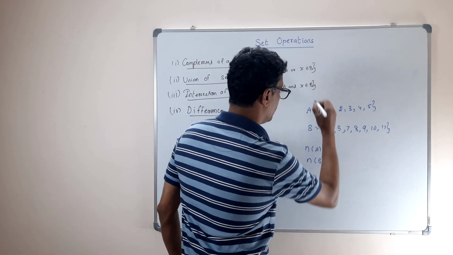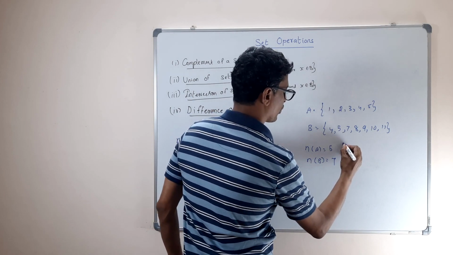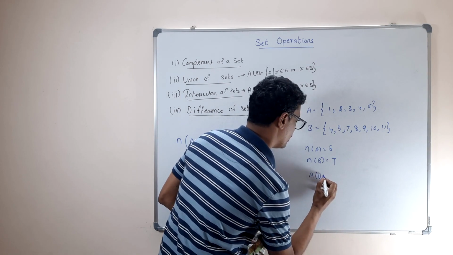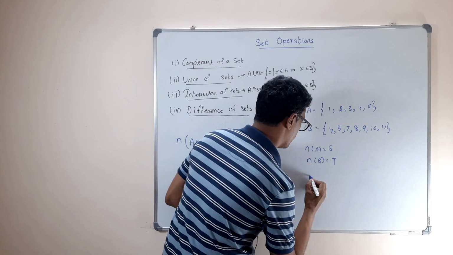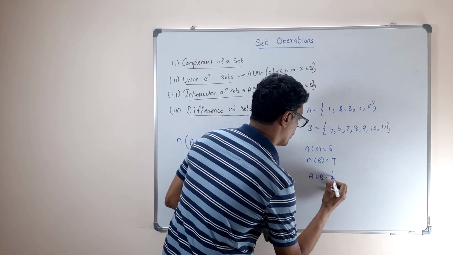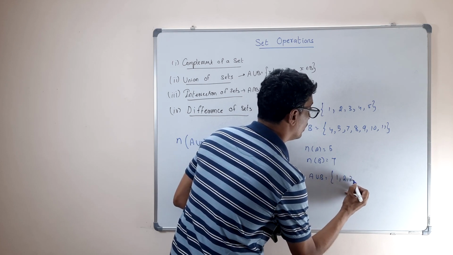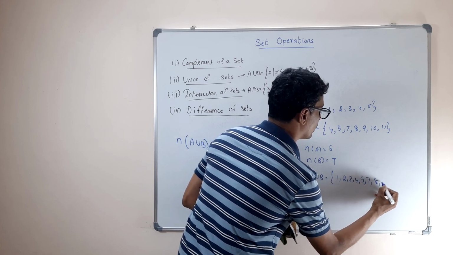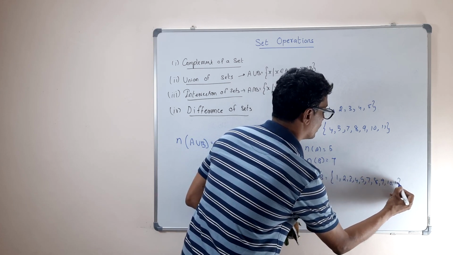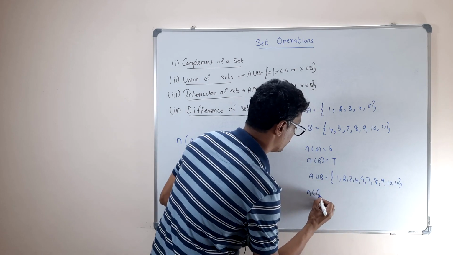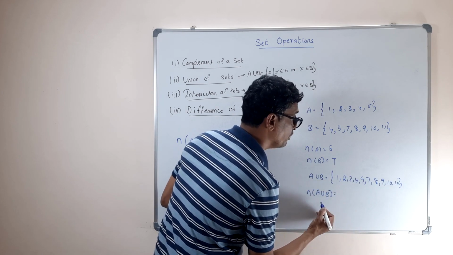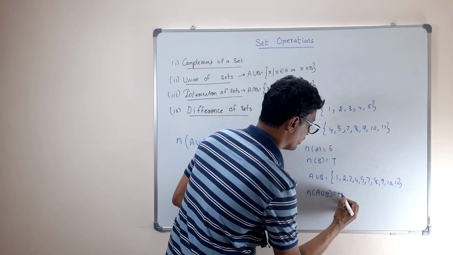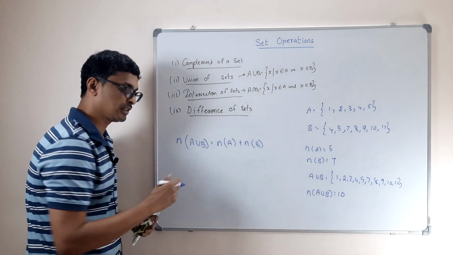What is A union B? Tell me. A union B, let us write down here. So A union B is 1, 2, 3, 4, 5, 6, 7, 8, 9, 10, 11. Can you tell me what is N of A union B? 10. Sure? Is this property correct?